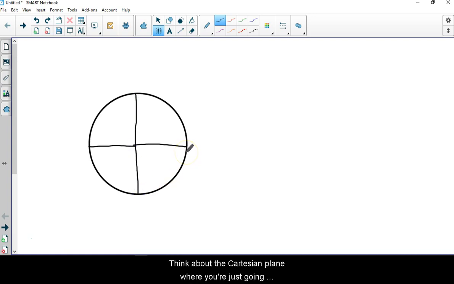Think about the Cartesian plane where you're just going to tunnel vision in so that you're looking at a max of a 1 here. This is going to be a 1 here, and then a -1, and here's a -1, right? So think about it like a restricted domain and a restricted range if you're thinking about algebra.